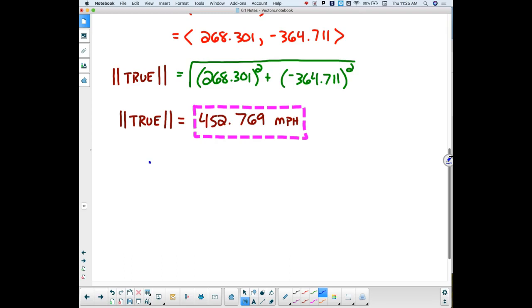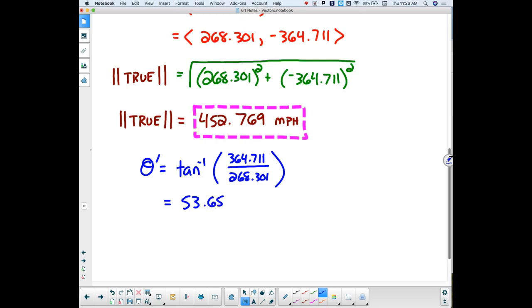So if I find my theta prime, that's going to be the inverse tangent of 364.711. Remember, I drop the negative signs when I'm finding reference angles. Over 268.301. That gives me a reference angle here of 53.6598 degrees.